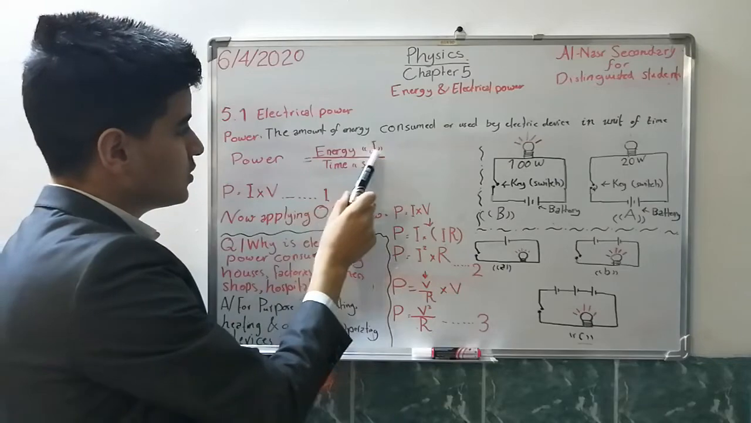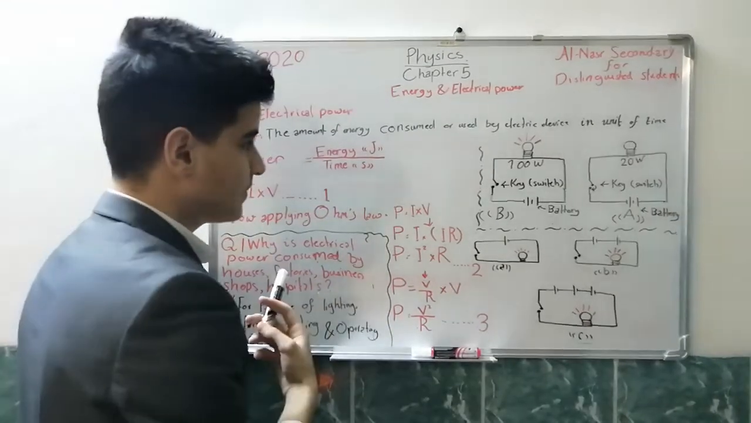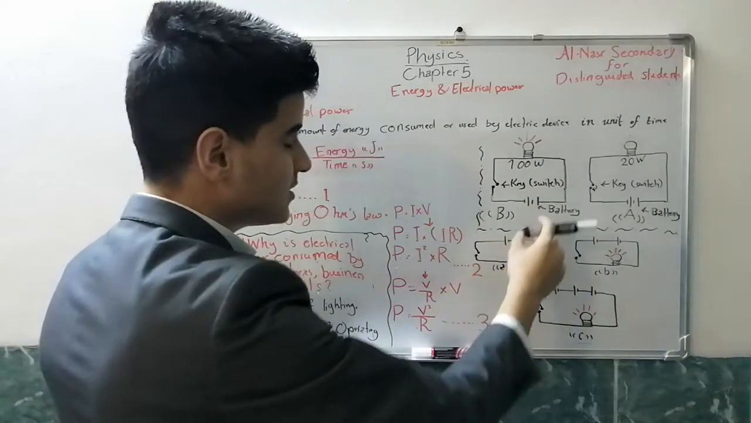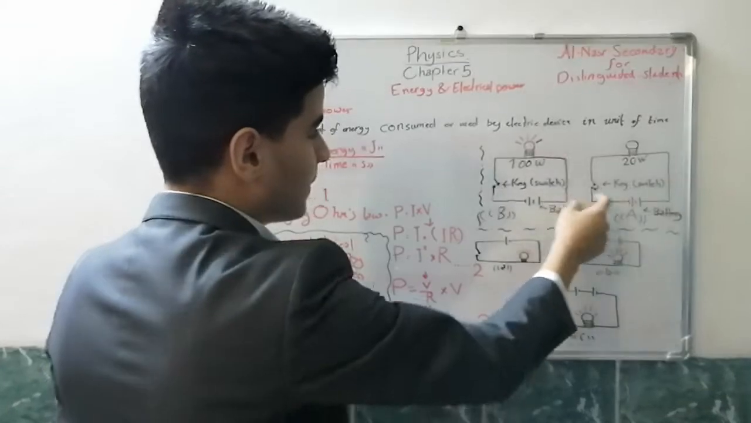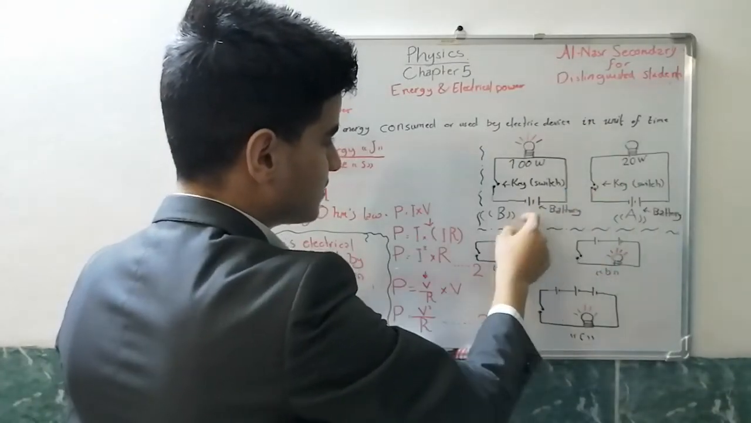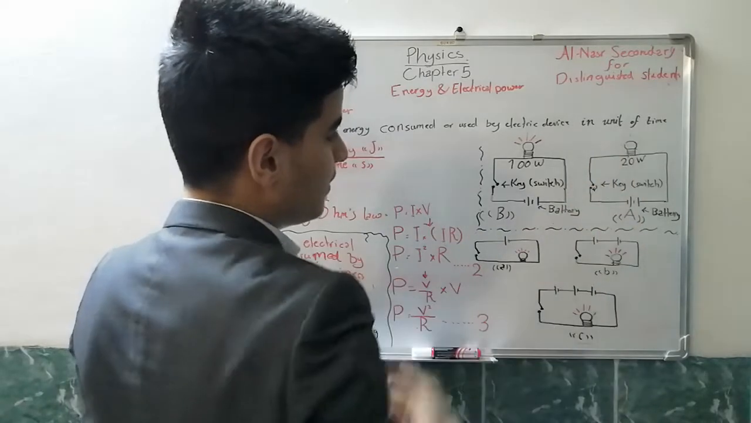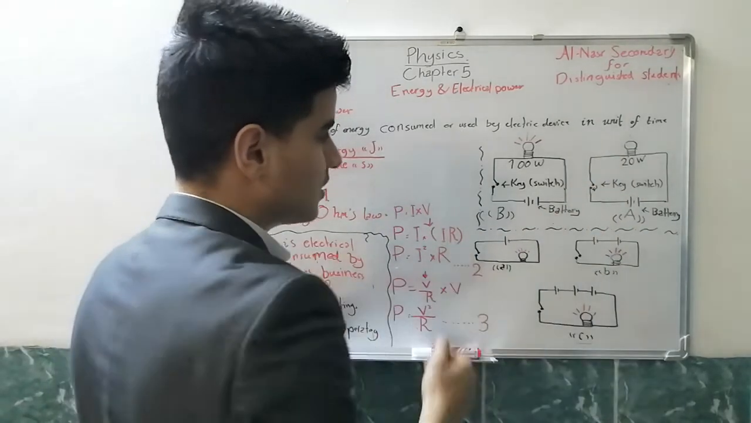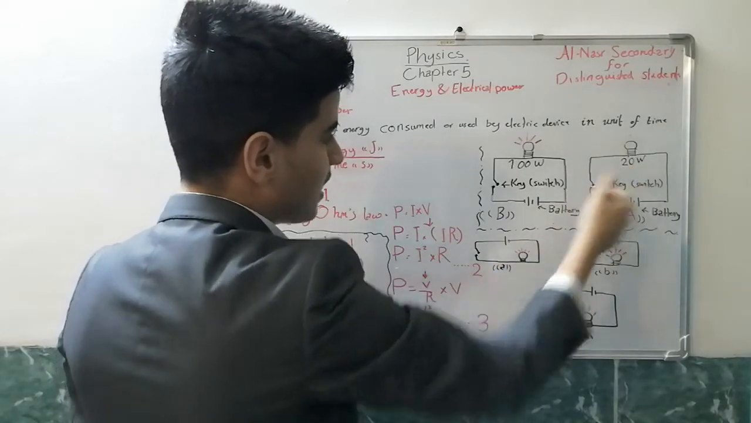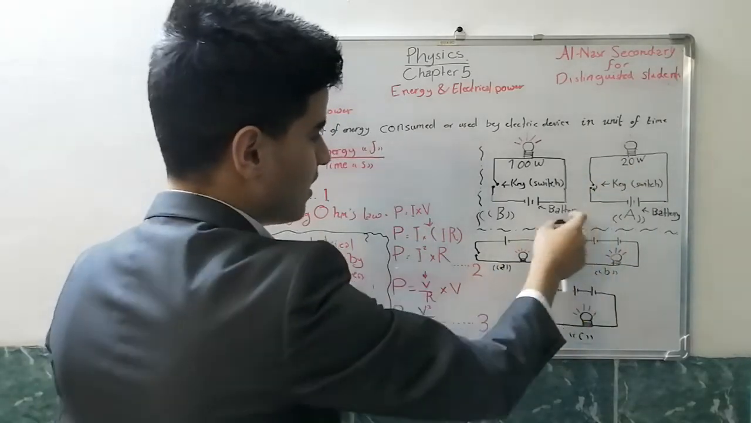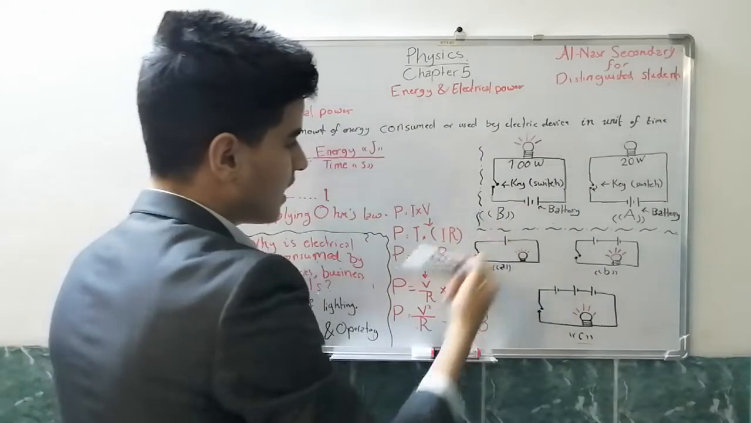Power equals energy, which is measured by joule, divided by time, which is measured by seconds. We got these figures. It's located at the first page of the chapter. We have two circuits. They are simple circuits, consisting of key, connection wire, lamp, and battery. We notice that the lamp located in A glows weaker than the lamp located at B.